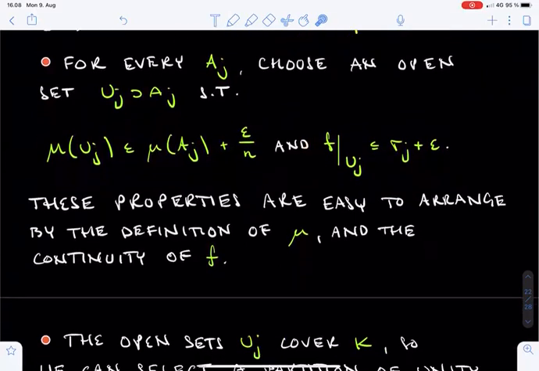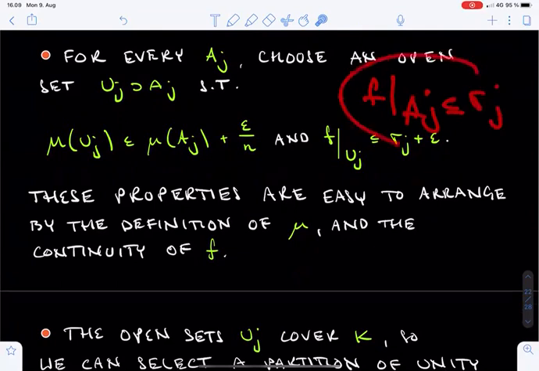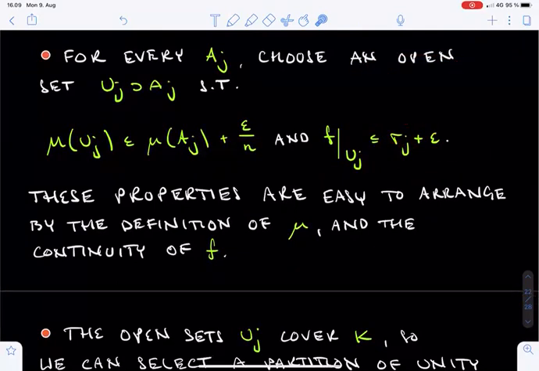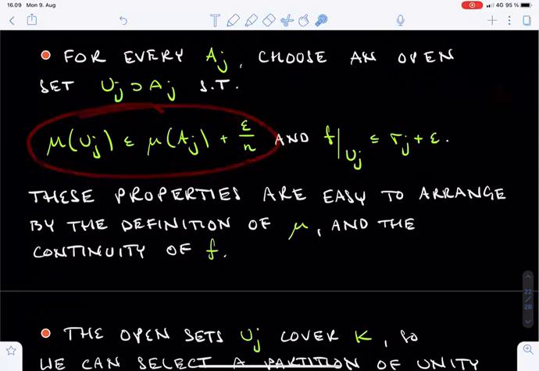This can be arranged. Recall that the values of f on A_j are no larger than r_j by definition. Then, by the continuity of f, for every point in A_j, you can pick an open neighborhood where the values of f don't exceed r_j plus epsilon. Now the union of these neighborhoods is an open set containing A_j. Finally, you can simply redefine U_j by intersecting the original U_j with the union of these neighborhoods. The upper bound for the measure of U_j is of course not violated by making U_j slightly smaller in this way.